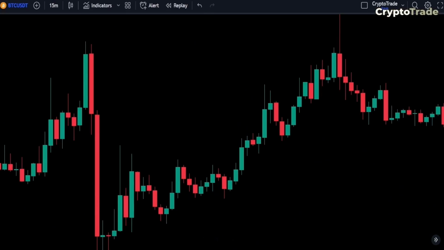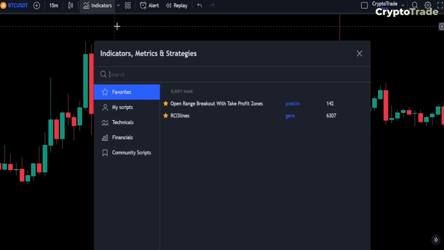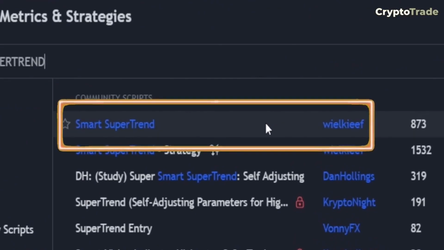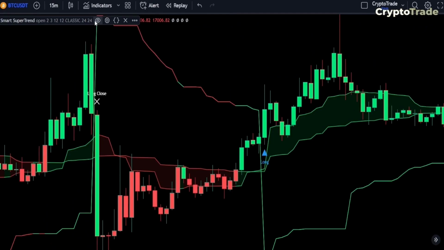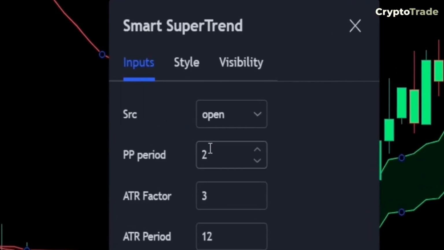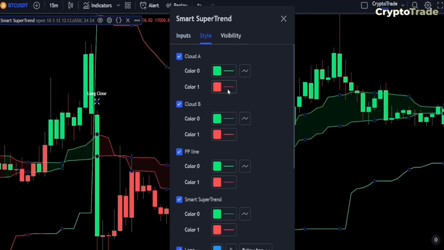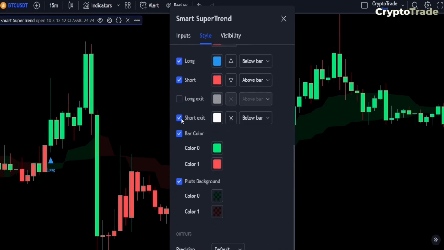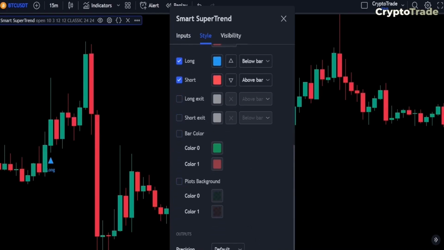To add the first indicator to the chart, open the indicator search bar in TradingView and type Smart Supertrend. Select the indicator as shown in the video. Click on Settings and in Inputs tab, set PP period to 10. In Style tab, unselect all checkboxes except long and short checkboxes. Click OK to finish.